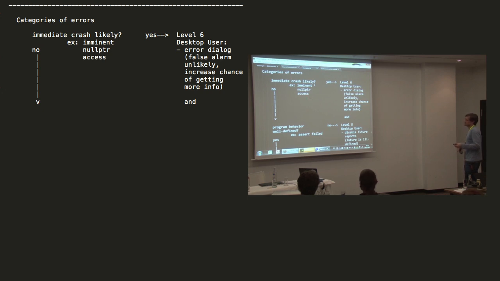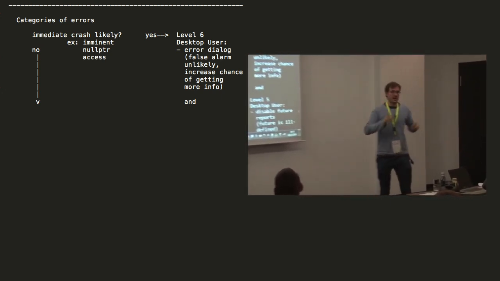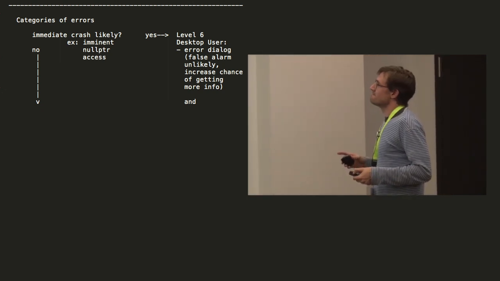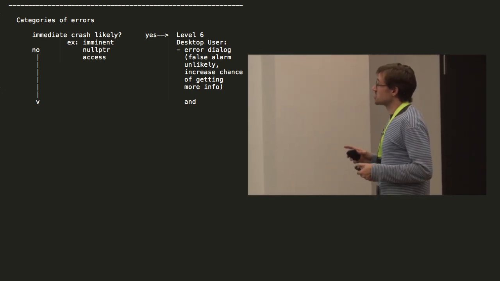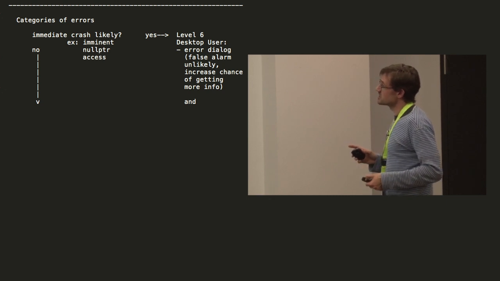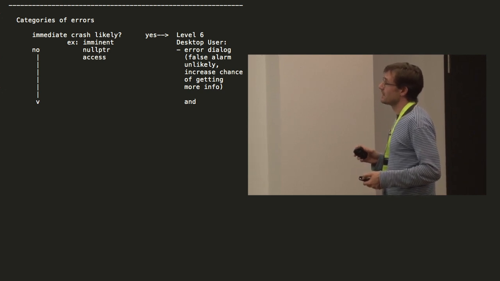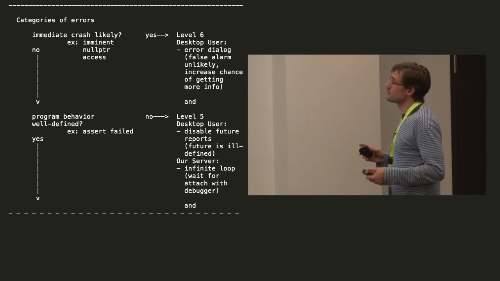Even if you check for a null pointer access, the thing that's next going to happen is it's going to crash for sure. So you don't have any false alarms, and you increase the chance of getting more info because you are going to tell the user, stop, there's an error, please give us more information. And so this is basically the worst category. Asserts do not fall into this category because you don't really know whether you have a wrong assert. API calls that fail fall into this category. Asserts don't.